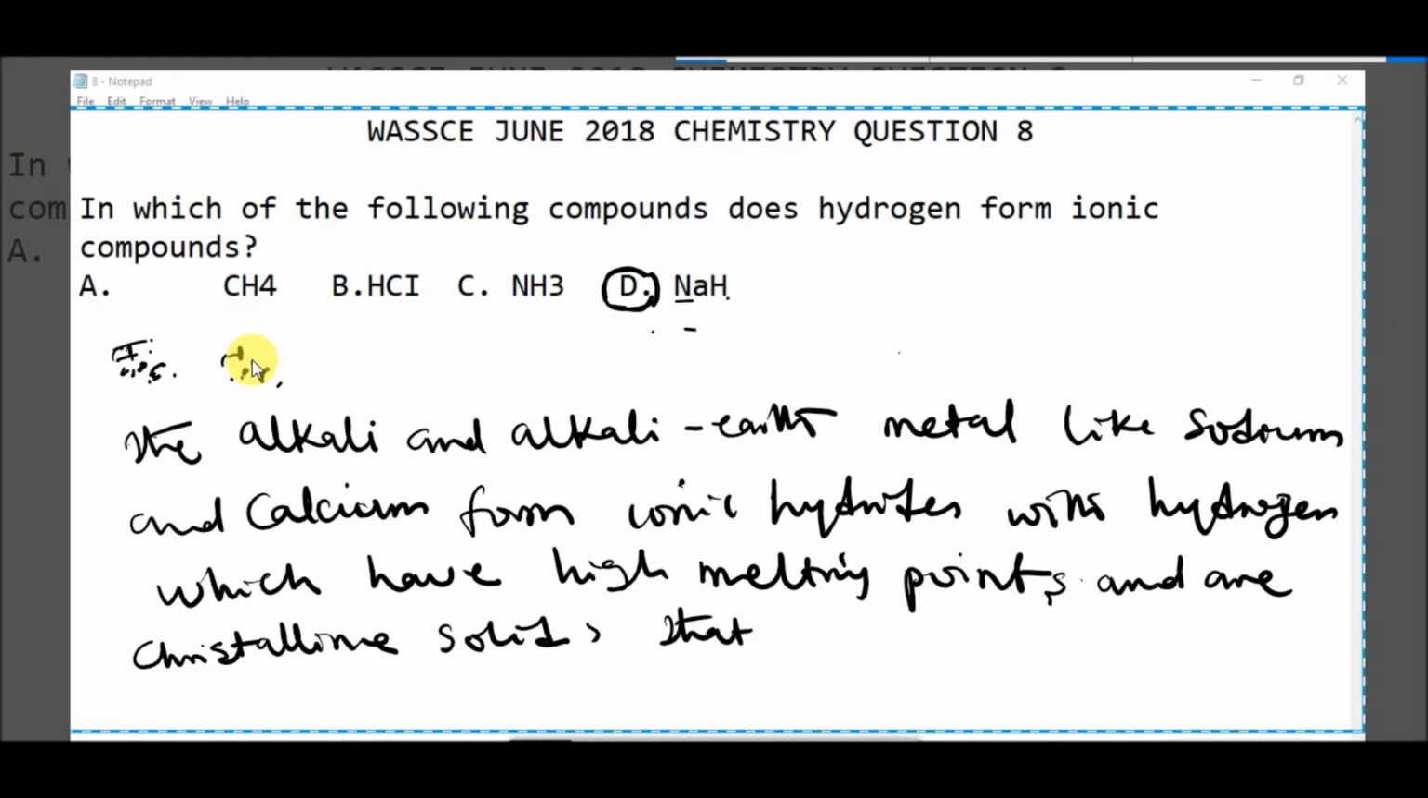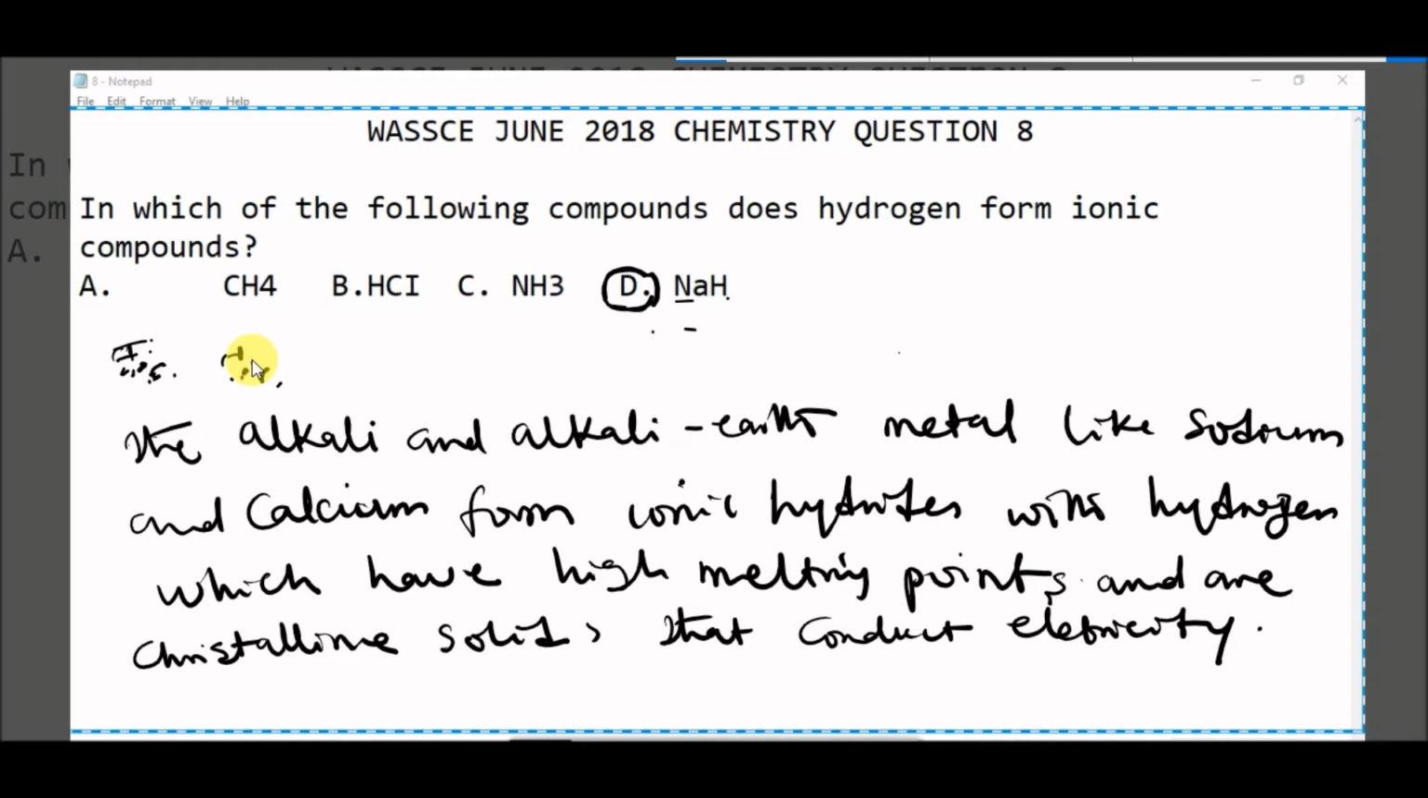So they have high melting points and are crystalline solids that conduct electricity. So you might get a question: which of the following compounds have high melting point and conduct electricity? Then you should know it's also a hydride like sodium hydride or calcium hydride.